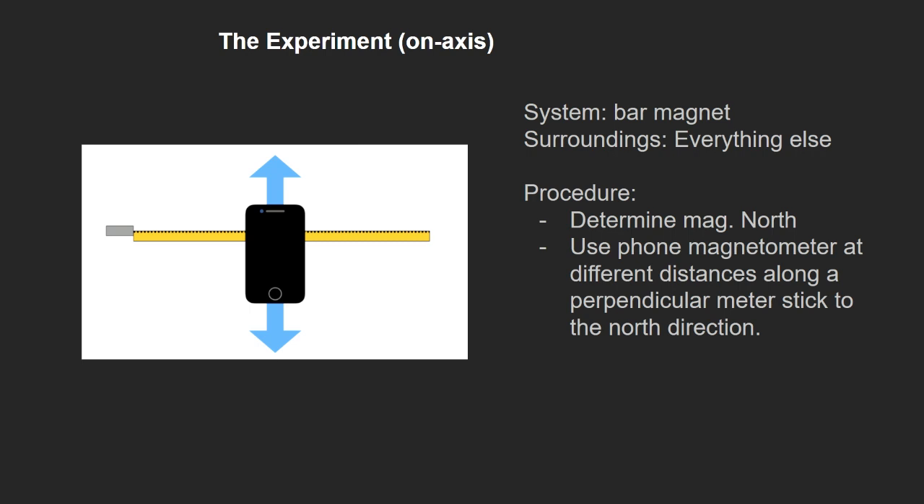For the on-axis part of the experiment, we'll have the system as the bar magnet and the surroundings as everything else. The procedure was to determine the magnetic north and then use the phone magnetometer at different distances along a meter stick perpendicular to the north direction. You can see this laid out in the photo on the left.